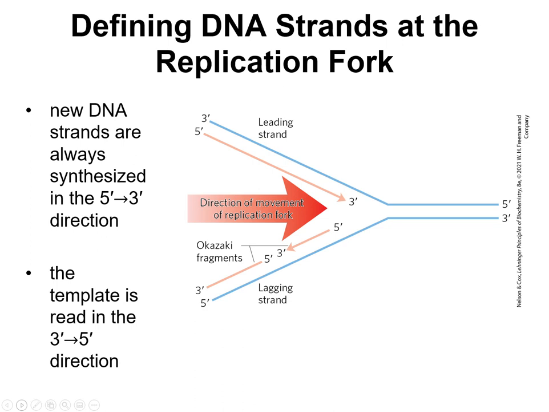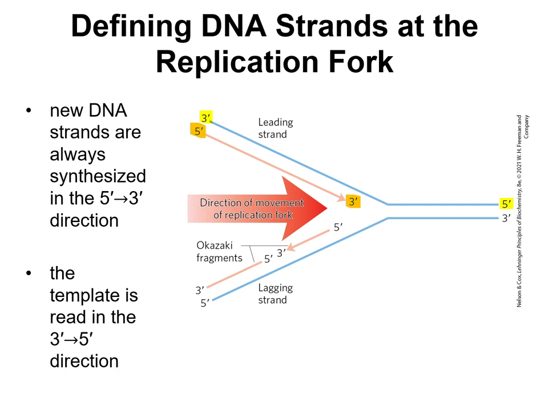So new DNA strands are always synthesized in the 5' to 3' direction, and the template is read in the 3' to 5' direction. So the leading strand, so in blue we've got our old DNA. The leading strand is the one where you have 3' to 5', and you're just synthesizing the complementary 5' to 3'. So there's no issues here.